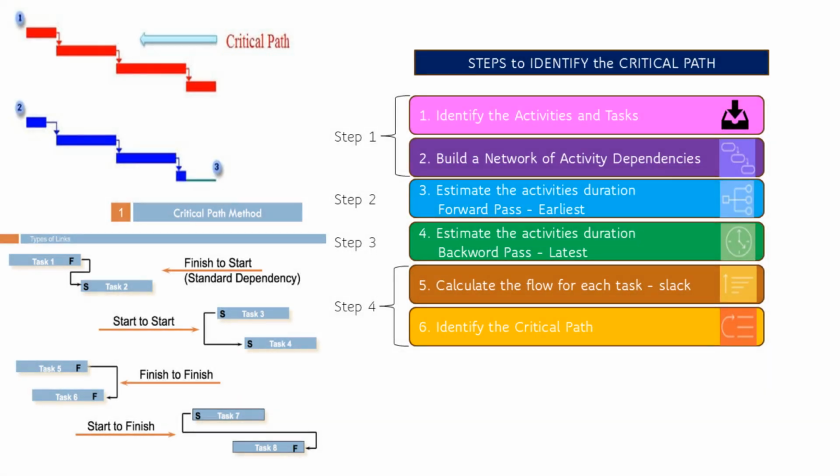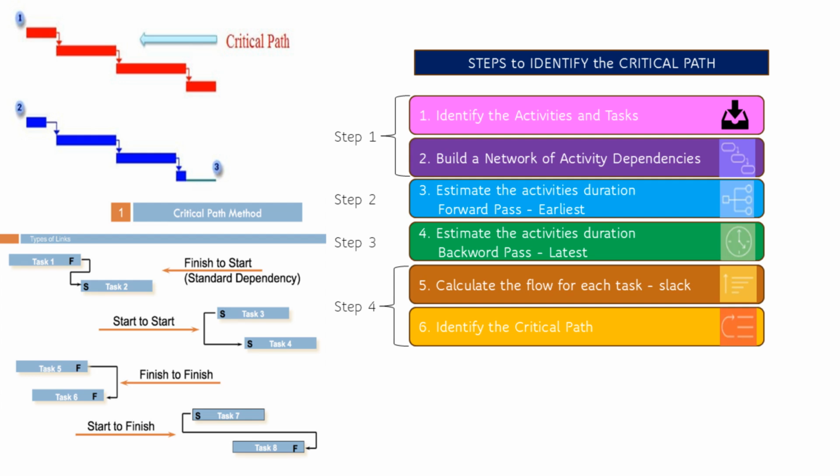Why does this matter? The critical path method isn't just for events. It's huge in construction, software development, even wedding planning. It helps you spot risks early, like what if the venue cancels, and prioritize resources. Here's how to identify it, step by step. First, identify the activities and tasks. List everything you need to do. Second, build a network of activity dependencies. Figure out what relies on what.